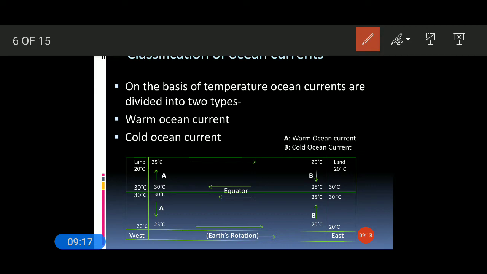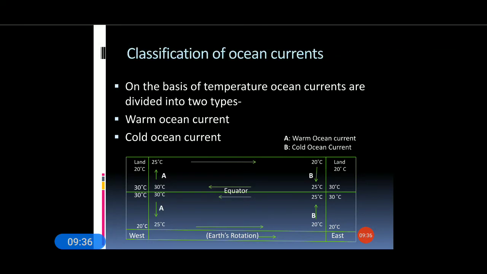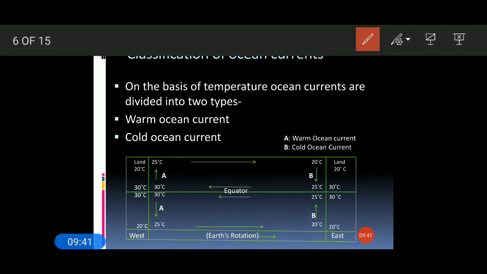Now look here, as I already told you, ocean currents develop due to prevailing winds, or the ocean currents are carried out by the prevailing winds. Now the earth rotates from west to east, due to which the trade winds blowing from the subtropical high pressure belt towards the equatorial low pressure belt get deflected and start moving towards this direction.